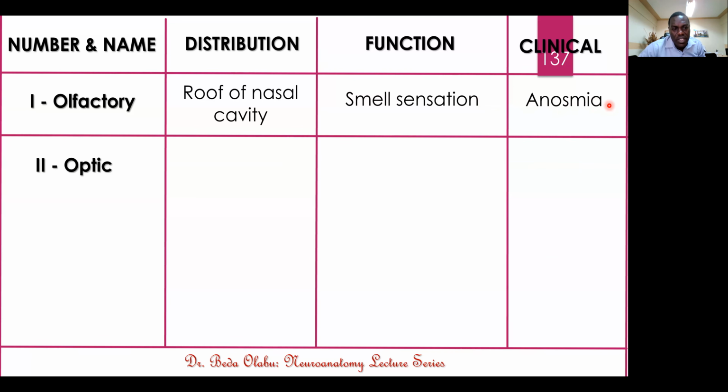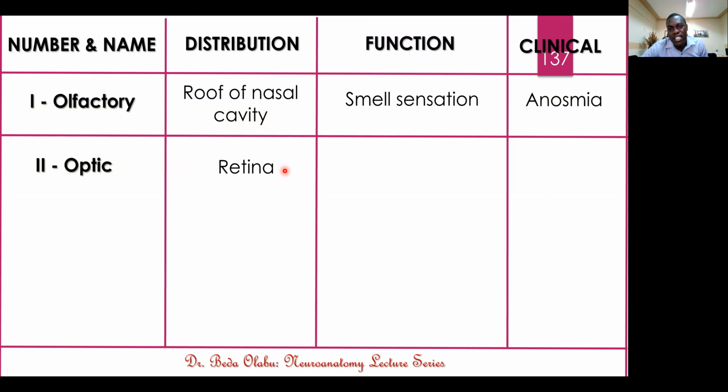The second cranial nerve is what we call the optic nerve. The optic nerve enters the cranial cavity or exits the cranial cavity through the optic canal. Optic canal is a foramen that connects the orbit to the cranial cavity. The orbit is the socket of the eye. So it's at the apex of the orbit. The optic nerve goes to the retina. So we're not talking about it supplying the whole of the eye. Specifically, it supplies the retina of the eye.